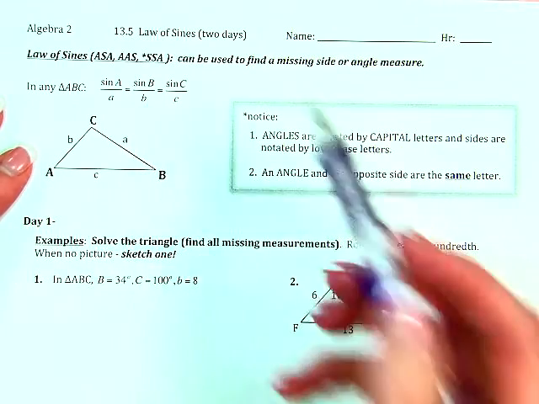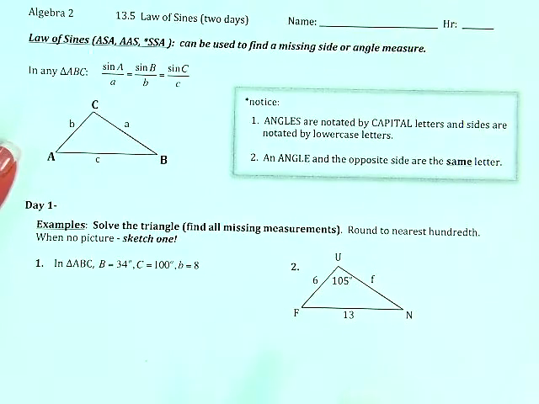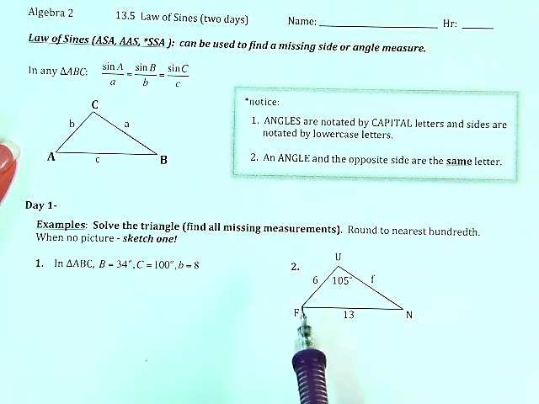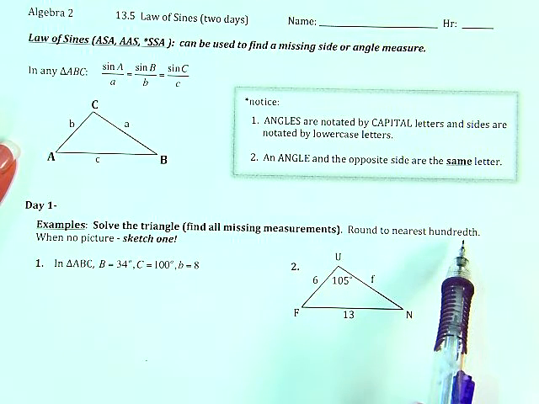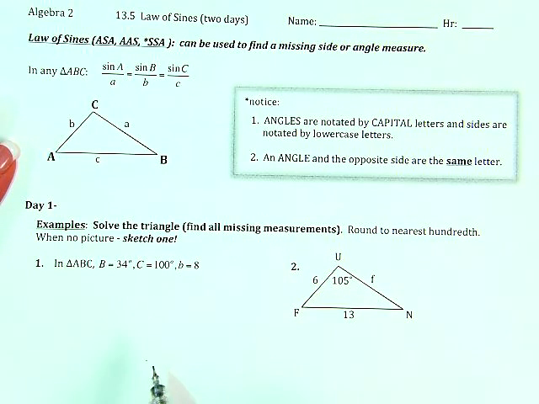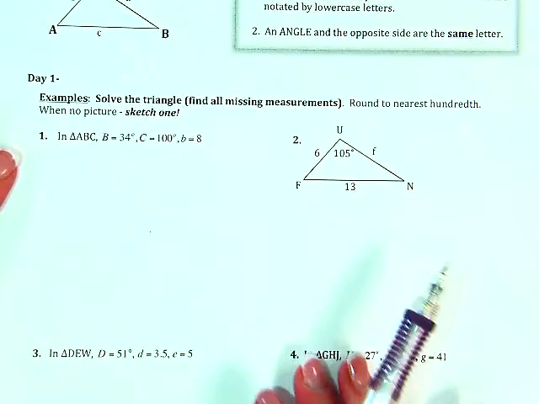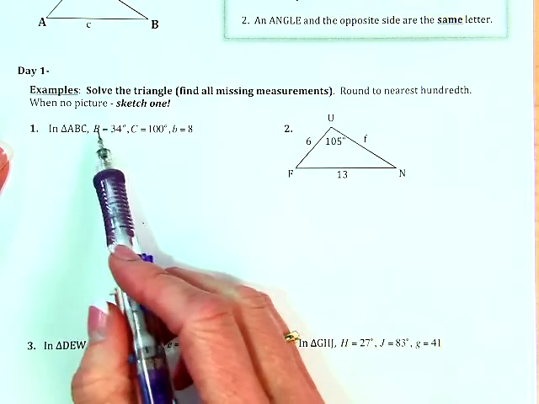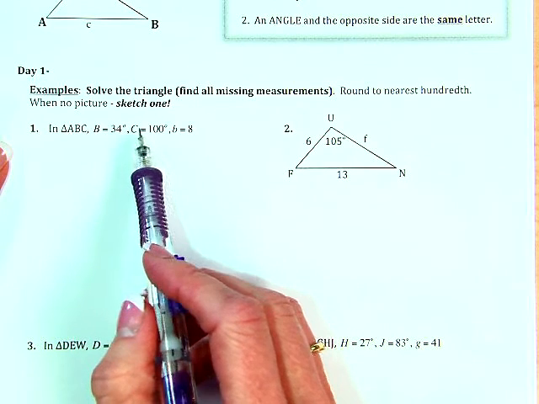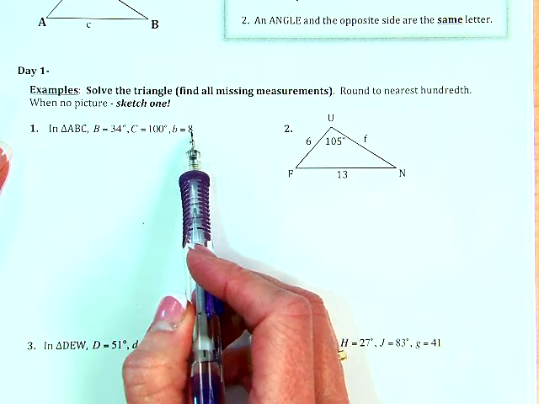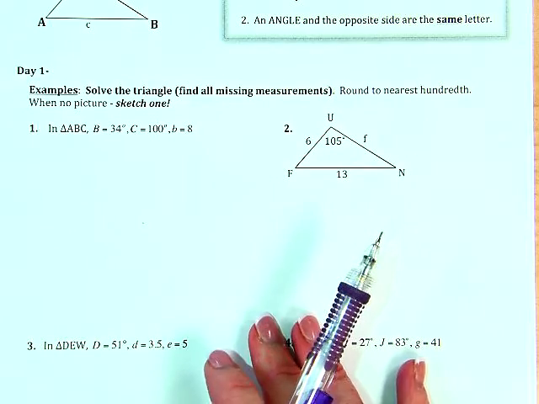Okay, so we're going to go down here to example 1. The directions for examples 1 through 4 are to solve the triangle, which means find all missing measurements. We're going to round to the nearest hundredth, and when there isn't a picture, we want to sketch one so we know what's going on. In number 1, triangle ABC is what we're working with. Angle B is 34 degrees, angle C is 100 degrees, and side b is 8. There's no picture, so the first thing I want to do is draw a picture.